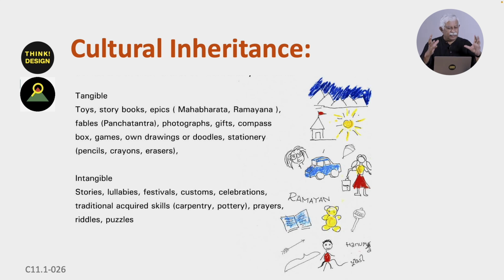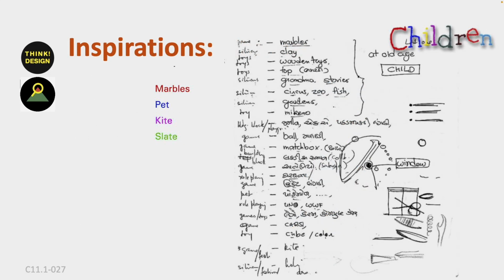Okay, so this is a world for the children, as much as the intangible ones like the stories, lullabies, festivals, customs, celebrations, traditional acquired skills, okay, pottery or a bit of carpentry. They also do prayers, they have riddles and puzzles. Okay, so this kind of makes up the world of the children and is very much influenced by the background and the culture. Okay, and this became an inspiration and they started ideating.